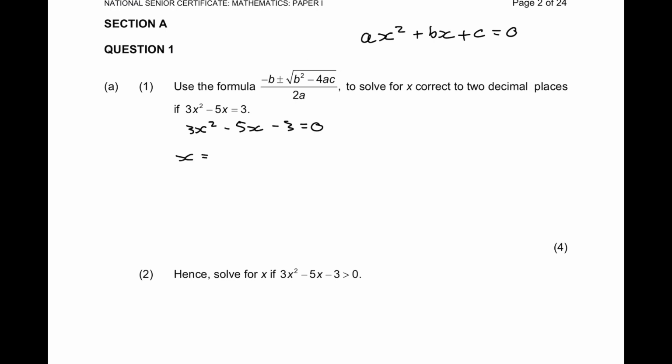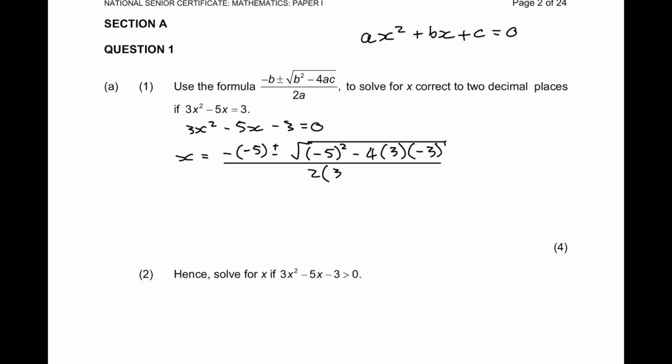So x then is equal to minus b, and for b, we're going to be substituting in minus 5, plus minus the square root of b squared. Now, b is minus 5, so we're going to be squaring that negative, and then it's minus 4 times a, which is 3, times c, which is minus 3. And it's the square root of everything there. Okay, and all of this is over 2 times a, and a is equal to 3.